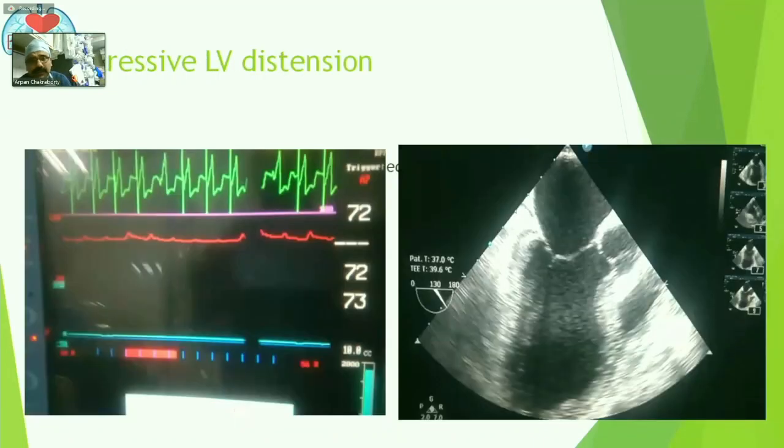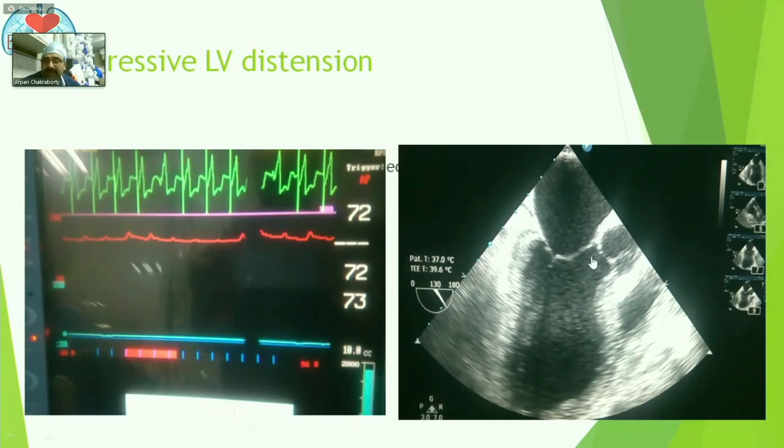And this is a picture where the progressive LV distension is there. This is our own patient, where after ECPR we got this kind of distension. You can see he has a very poor pulse pressure, and your LV is getting distended, and your aortic valve is not opening. So this can happen. You have to think for the LV. You can go for the management of the LV distension.